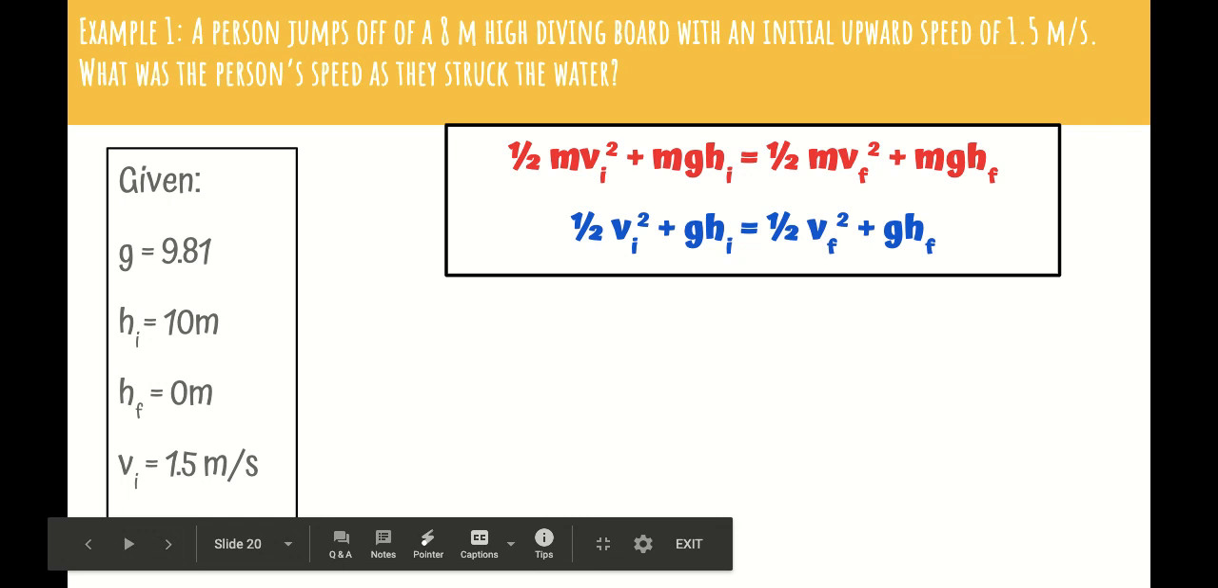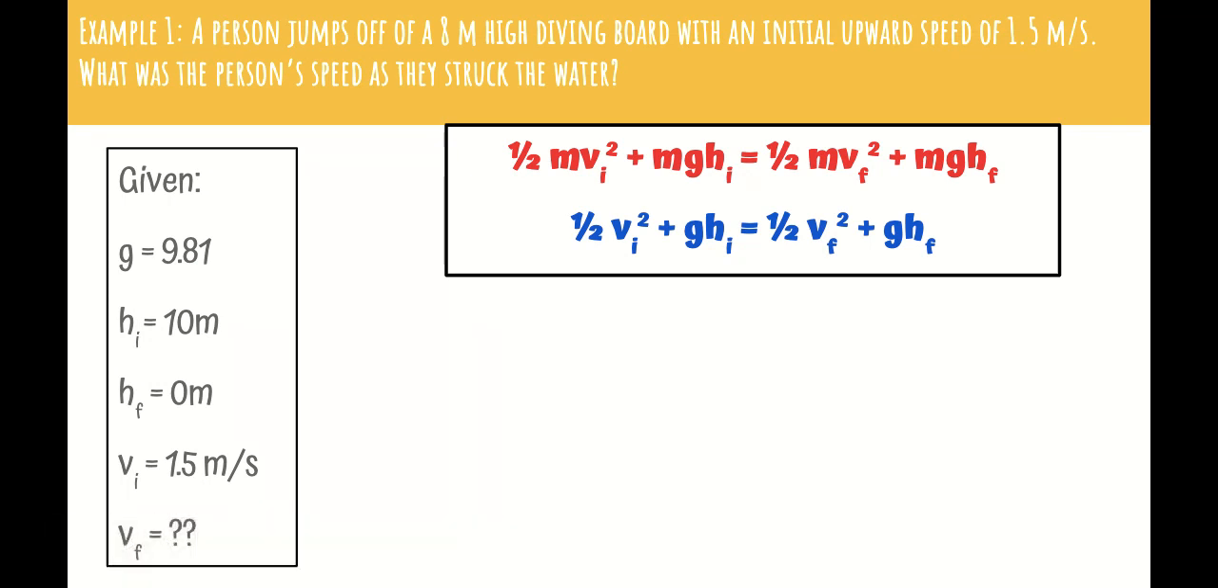So here's an example. A person jumps off of an 8-meter high diving board with an initial upward speed of 1.5 meters per second. What was the person's speed as they struck the water? In this formula, the red one is the one that we had before. We don't know the mass, so we don't need it in this case, so we've removed mass from all parts of this formula. We have the initial velocity, the gravity, and the height for the initial and the final, and we're finding the final velocity. Gravity is 9.81. The initial height was 10 meters because that's how high up they were, and the final height is going to be 0 meters.